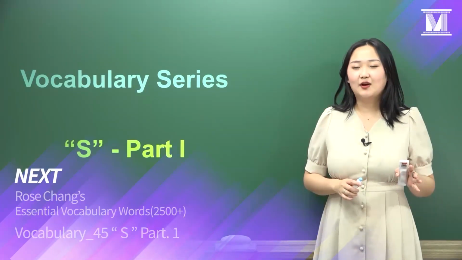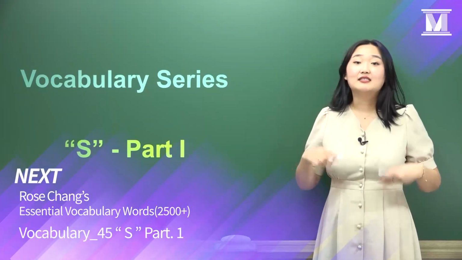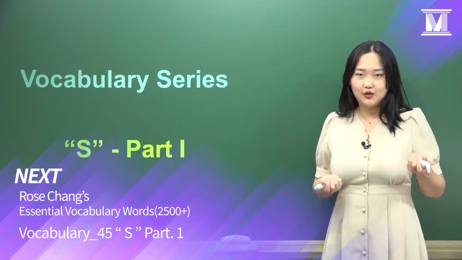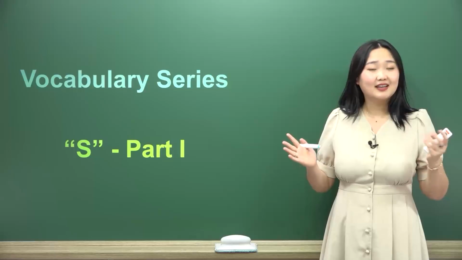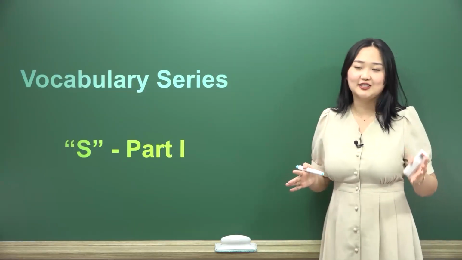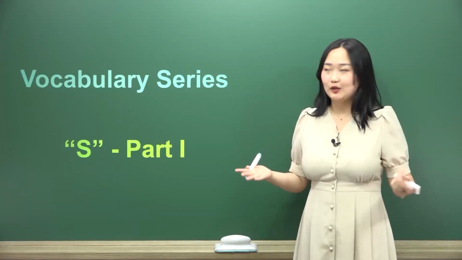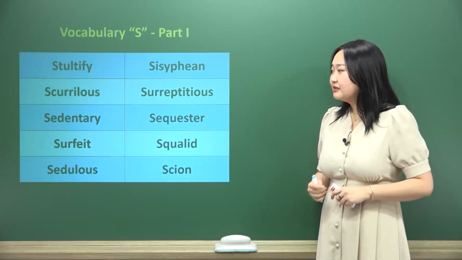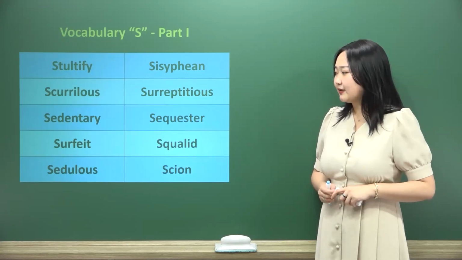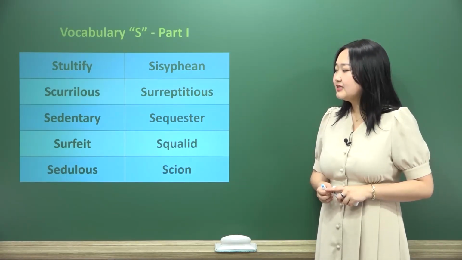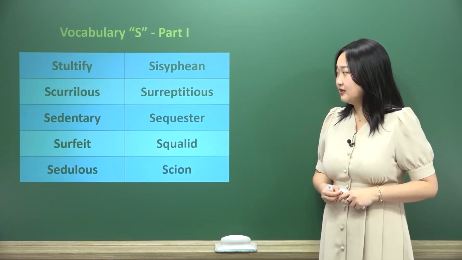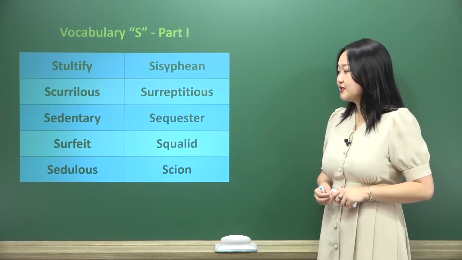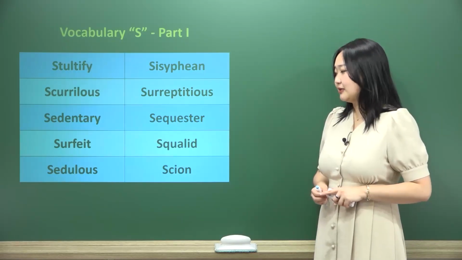Moving past that, let's talk about S part 1. This is our 10 words, our full 10 words just with this letter, and we have about 2 other parts after this as well. So just, again, hold tight. This is going to be our longest section. S words, there just tends to be a lot of them. So let's read these out together. Stultify, scurrilous, sedentary, surfeit, sedulous, Sisyphean, surreptitious, sequester, squalid, scion.